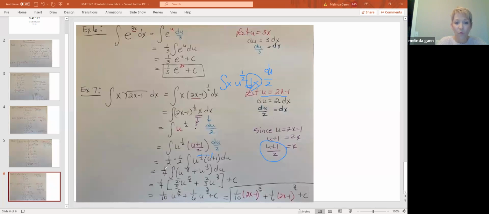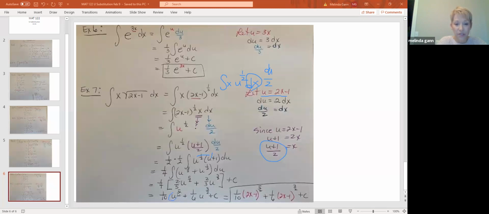But remember, I've got a 1/4 times all of that. So 2 times 1 is 2 over 20 will reduce to 1/10 u to the 5/2. And then 1/4 times 2/3 is going to be 2/12, which is going to reduce to 1/6 u to the 3/2 plus c. And then your last step is to substitute back.